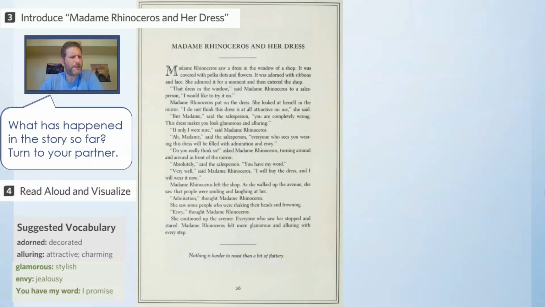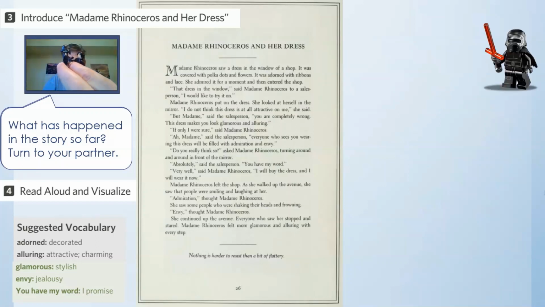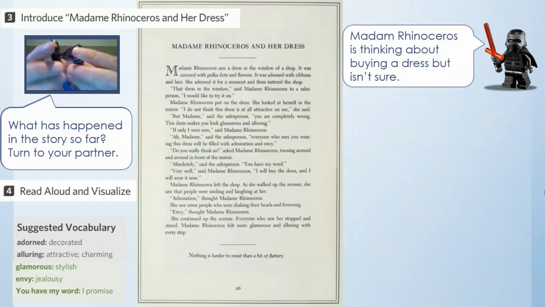Readers, what has happened in the story so far? Turn to your partners. Madame Rhinoceros is thinking about buying a dress, but isn't sure.